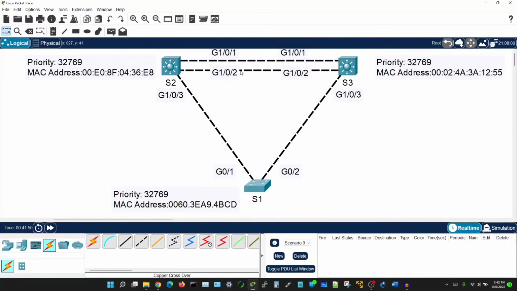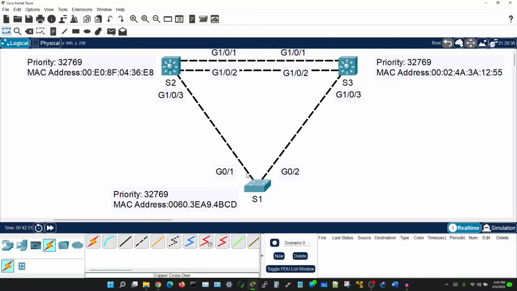or blocking port rather, because it must have a blocking mechanism to break the loop in this section, right? So gigabit 1/0/1 should be the root port, and gigabit 1/0/2 should be on blocking mode. So let's confirm that. Now, what about this one right here? Gigabit 1/0/3. What about that?